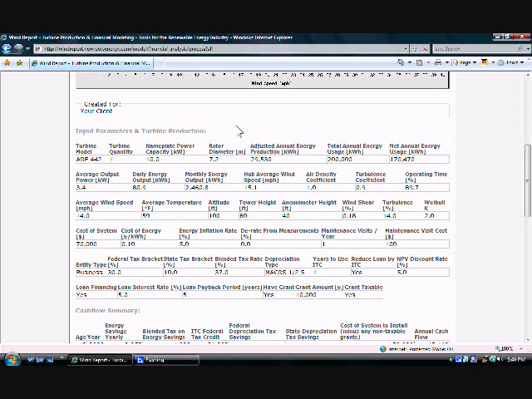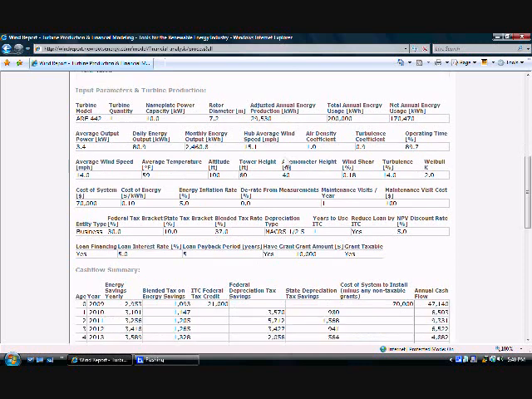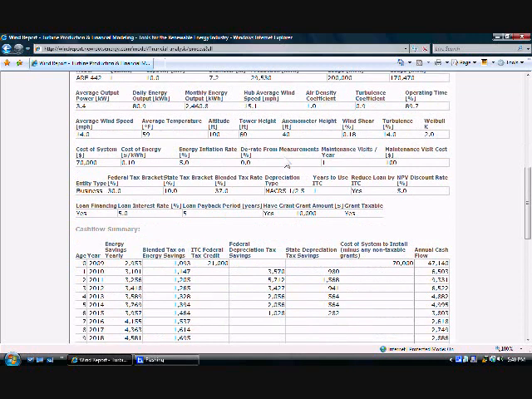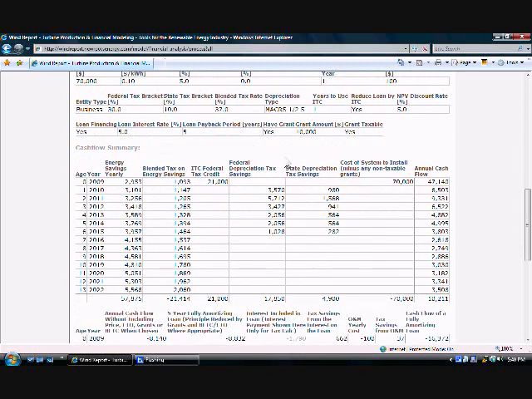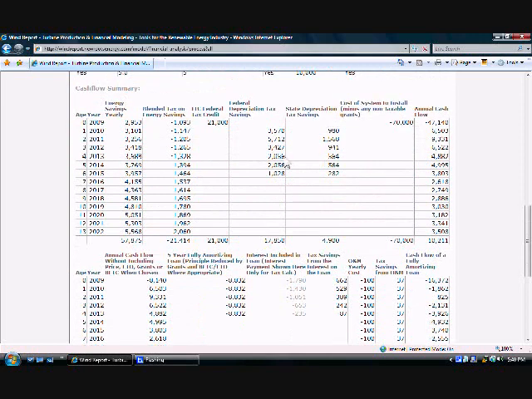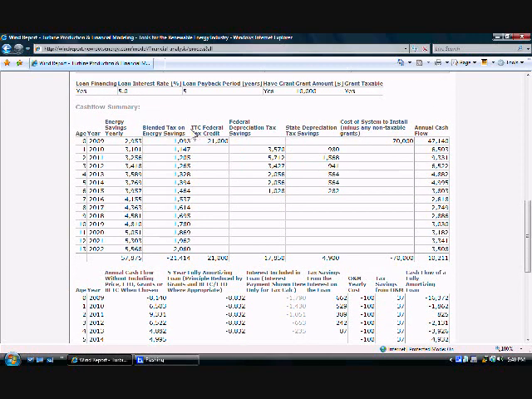Next is your input parameters from the prior page. This includes an annual energy production in kilowatt hours from your given inputs. The rest of this information is a summary of your inputs from the prior page. Next, you have the cash flow summary. This first section includes federal and state tax credits and incentives, and on the right side shows an annual cash flow for the first 14 years.